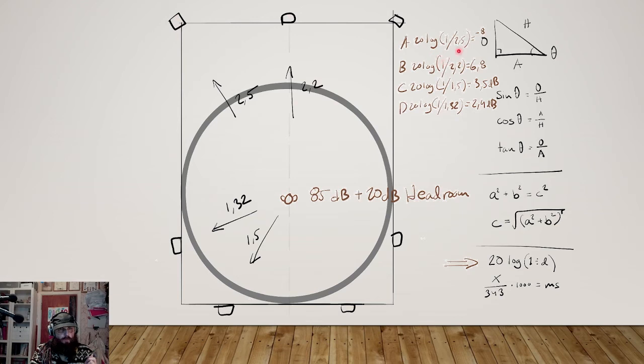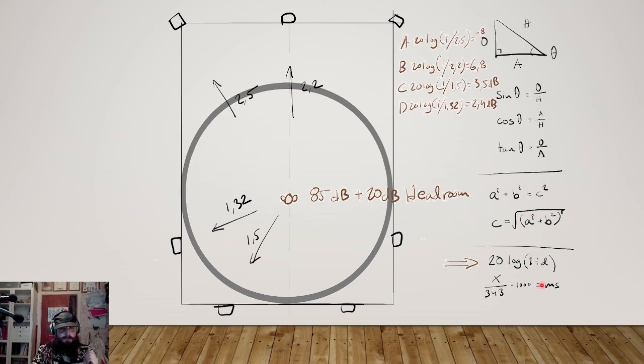20 log 1 divided by 2.2 equals -6.8. The same for 1.32 equals -2.4 dB, and for 1.5, -3.5 dB. Now again, I can't do this in my head. I barely understand it, but if you put it into your calculator, you will get the result.